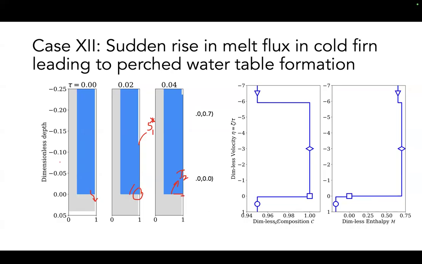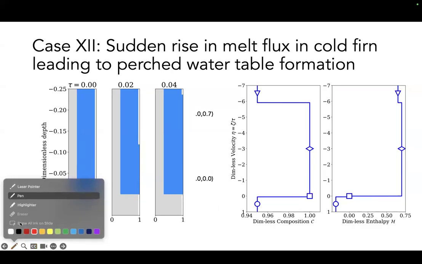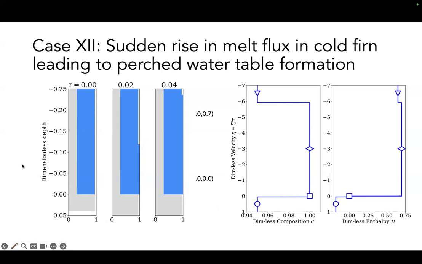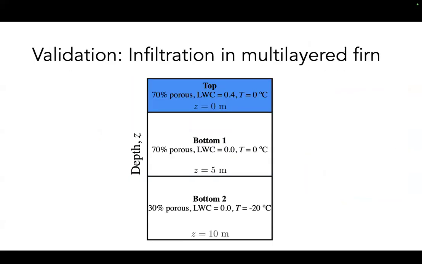So that is the case where an ice layer is formed, pictorially, and we show this using unified kinematic wave theory. Now, I have summarized all of these cases. These cases could be combined, and now I will show an example of validation against numerical simulation where we are combining these simple cases to form a slightly more complicated Firn.